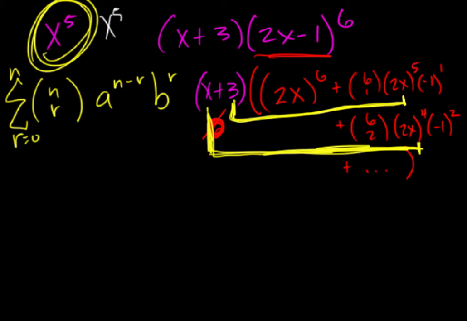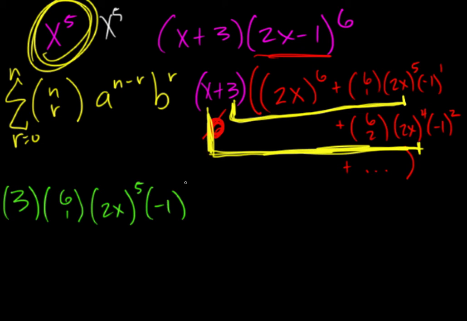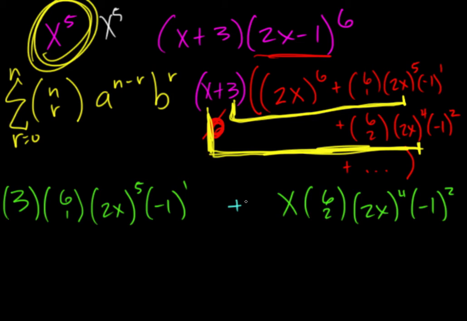Okay, so I'll do the 3 first. So 3 times 6 choose 1, 2x to the fifth times negative 1 to the 1. And then over here we're going to get x times 6 choose 2, 2x to the fourth, negative 1 squared. And then we'll add both those answers together.